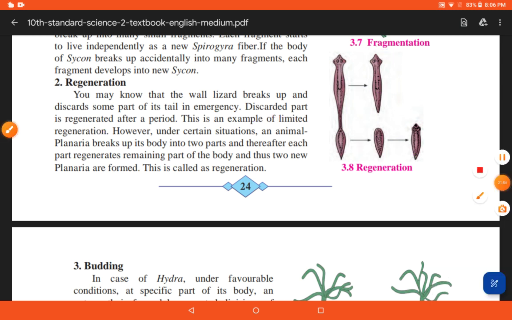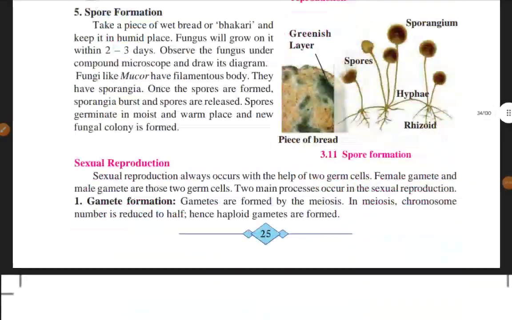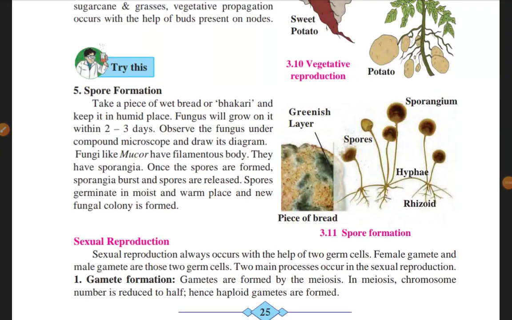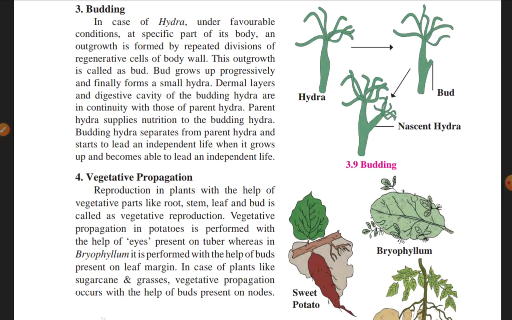Now let's come to budding here. What I'll do today, I'll do till spore formation. The sexual one I'll discuss in the other video. Otherwise it will be very long. Okay. Look here in budding.